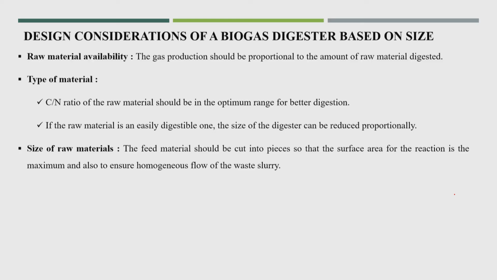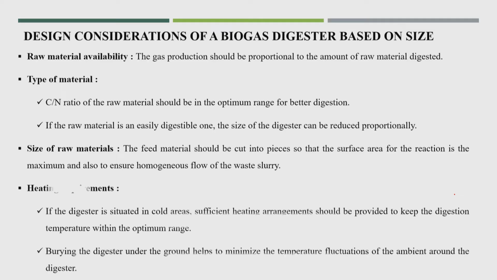Size of raw material: the fed material should be cut into pieces, so that the surface area for the reaction is the maximum, and also to ensure homogeneous flow of the waste slurry. This is also important. And heating requirement: if the digester is situated in cold areas, a sufficient heating arrangement should be provided to keep the digestion temperature within the optimum range, and burying the digester under the ground helps to minimize the temperature fluctuations of the ambient around the digester.